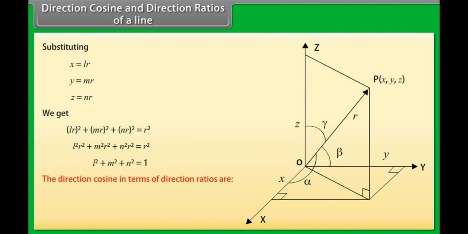The direction cosines in terms of direction ratios are L equals plus minus A upon square root of A square plus B square plus C square, M equals plus minus B upon square root of A square plus B square plus C square, N equals plus minus C upon square root of A square plus B square plus C square. Direction cosine and direction ratios of a line.